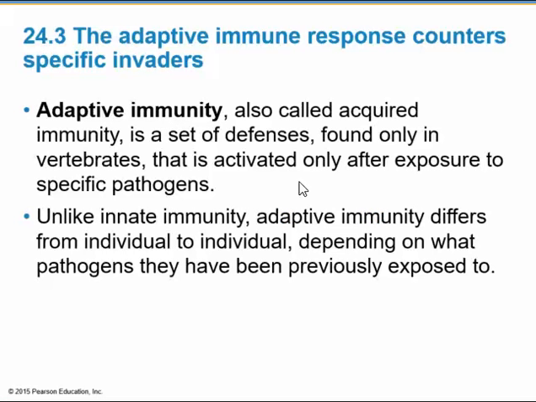Adaptive immunity is called acquired immunity. It's a set of defenses only found in vertebrates that is activated only after exposure to specific pathogens. Now, adaptive immunity is specific for individual to individual. It's not like innate, and it depends upon what pathogens that individual has been exposed to.